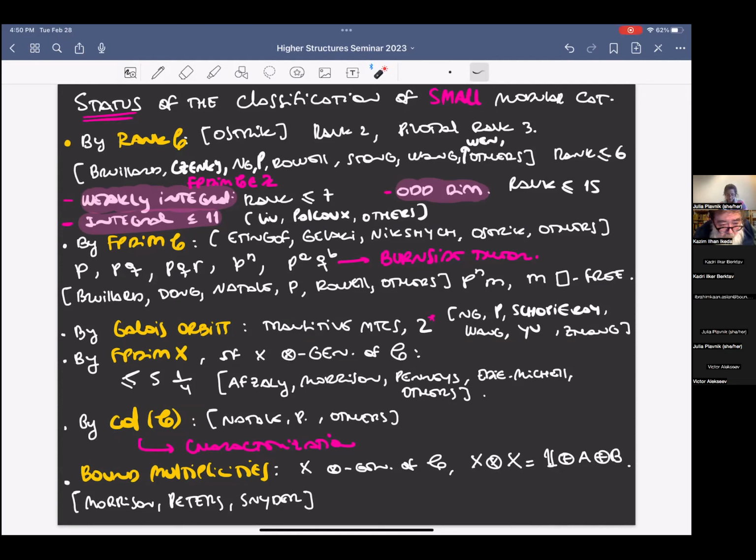And again, there are more. For example, here, as I mentioned, there are also quantum dimensions and so on, but I wanted to give a sample, at least a sampler.